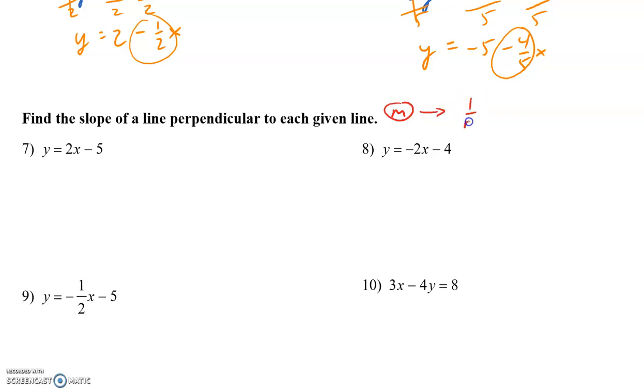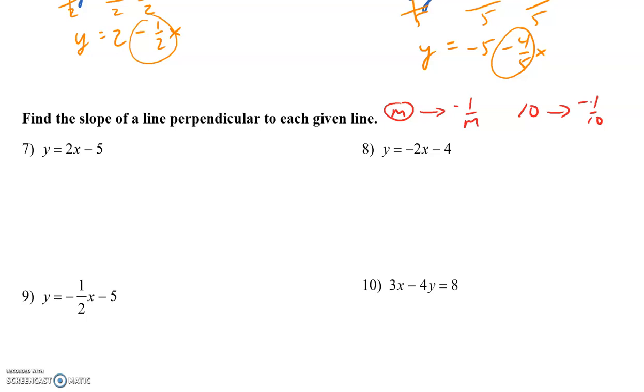You have to take the inverse of it and then make it negative. So basically you have to flip your slope and make it negative, and that'll be a perpendicular slope. So if your slope was originally 10, then the perpendicular slope would be 1 over 10, and it would be negative 1 over 10.